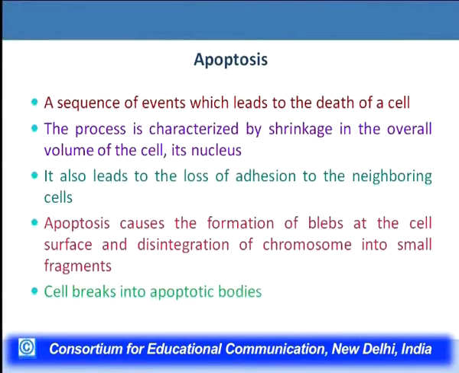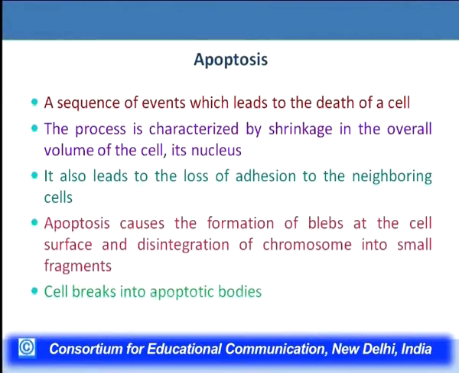Now this particular set of events is highly regulated. It is not an unregulated process, and whenever it occurs, it gives certain morphology or specific physical changes to the cell which is being subjected to apoptosis or programmed cell death. The cells undergoing programmed cell death show shrinkage in their volume. The overall volume of the cell reduces. The cell shrinks in volume and size, and the nucleus also shrinks in its volume.